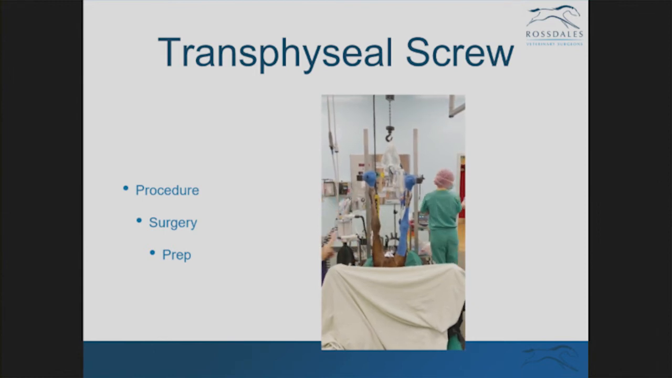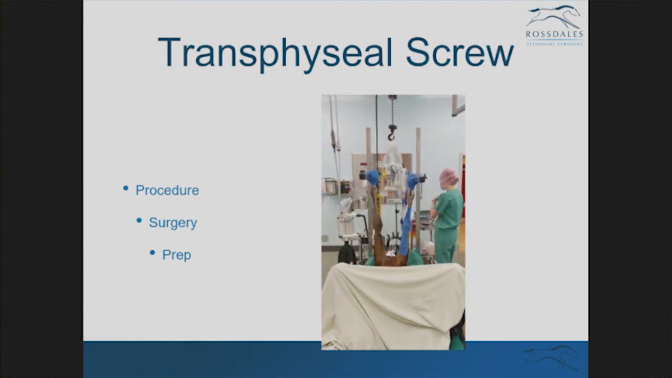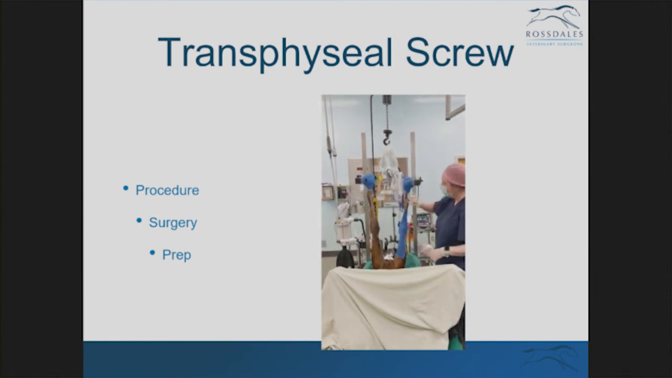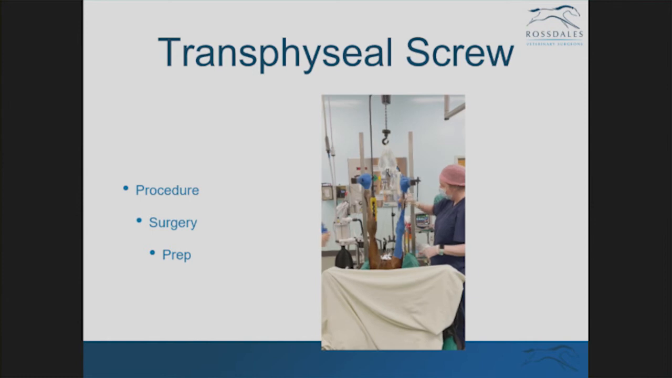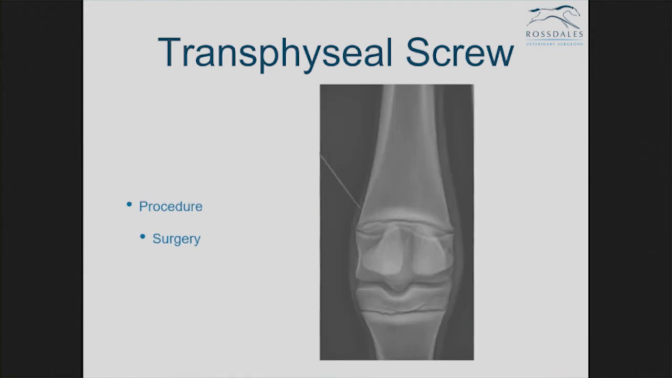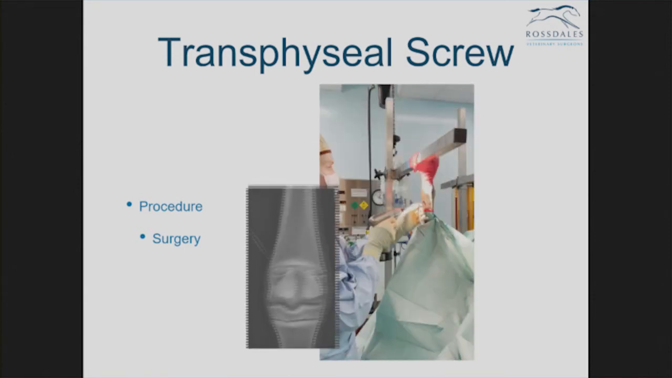And so moving on to the surgery, the procedure, this is just a little video of how we set up the foals. This is a bilateral 4-limb lateral fetlock transphyseal screw placement. So just a picture of the setup and the prepping of the foals, obviously under general anesthetic. And then quickly into the procedure.